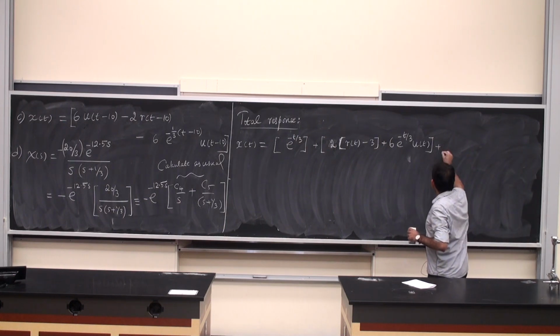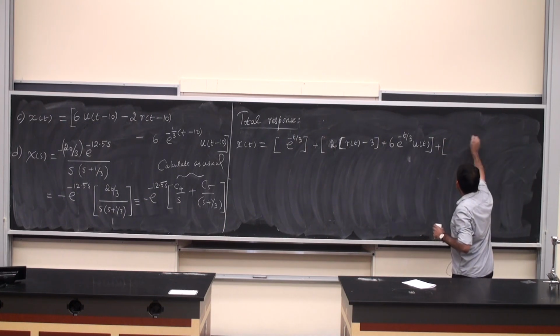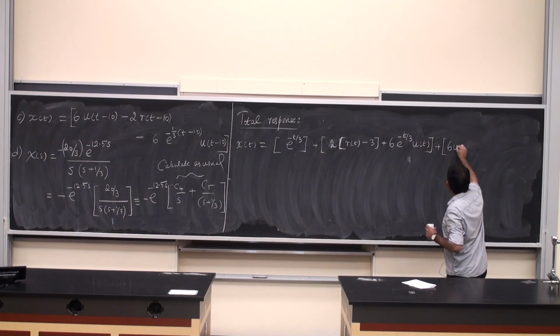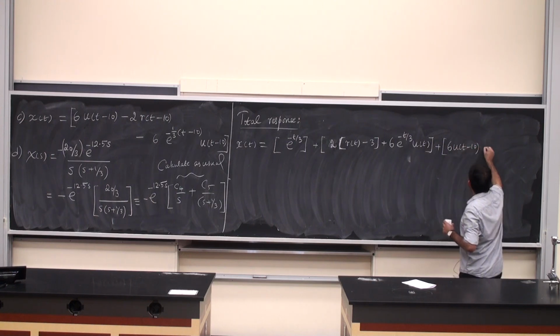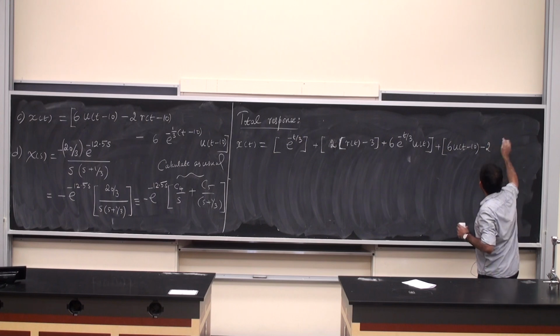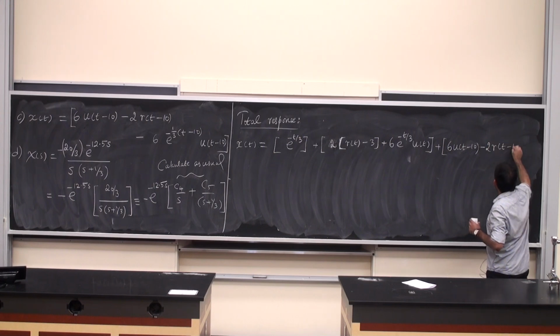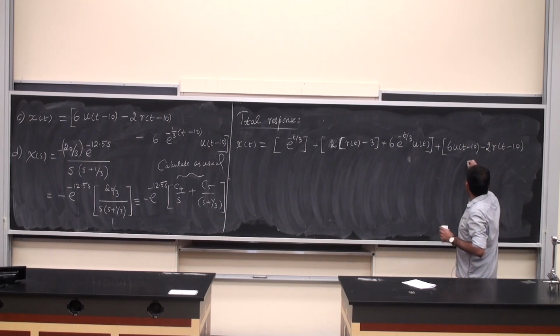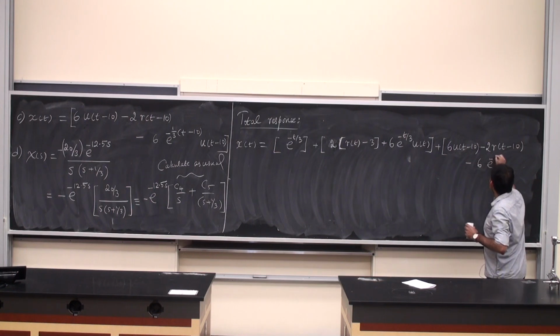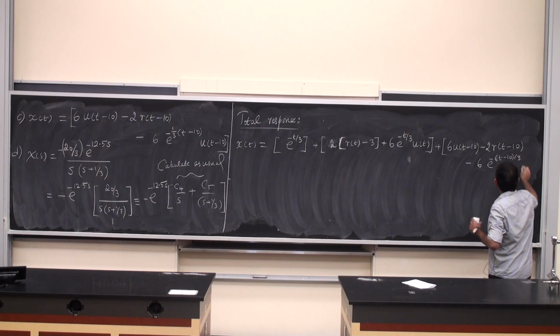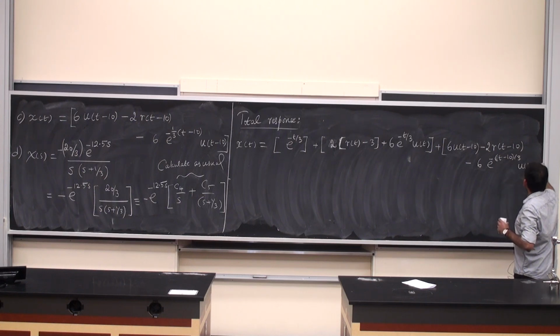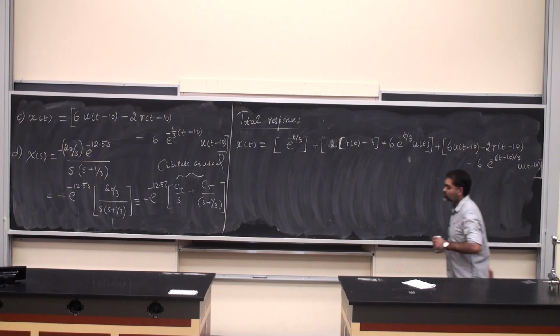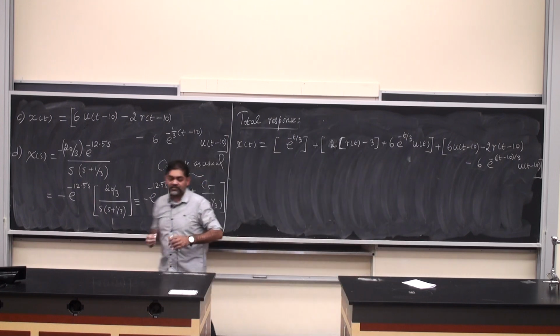Then the second one is 6 u of t minus 10, minus 2 r of t minus 10, minus 6 e to the power minus (t minus 10) by 3, u of t minus 10. That was the response to the third piece.